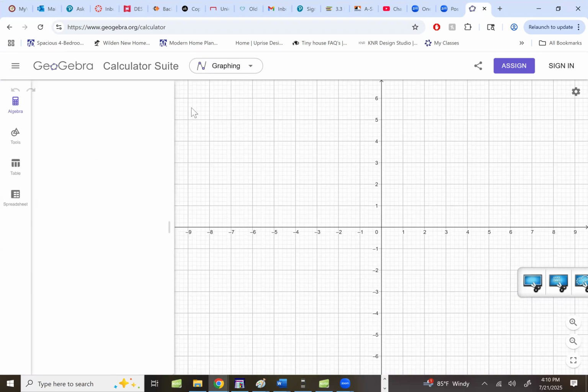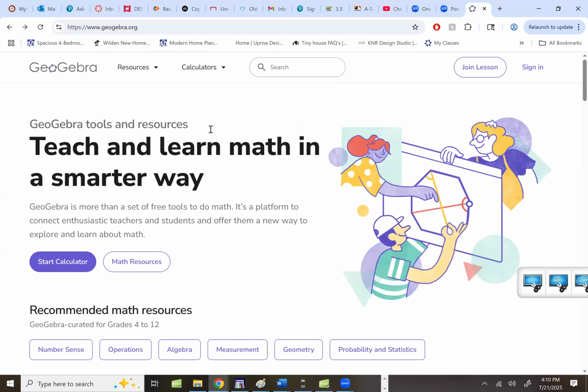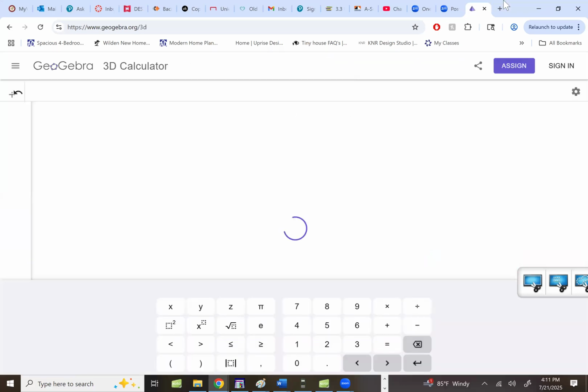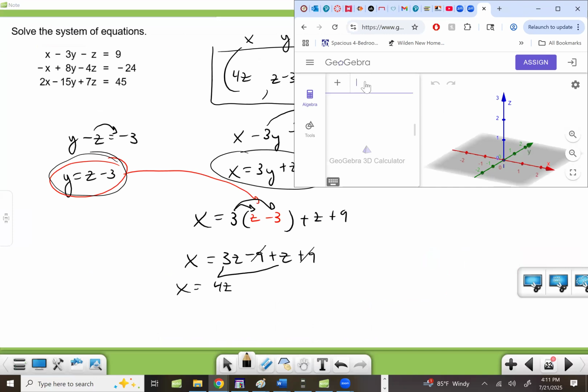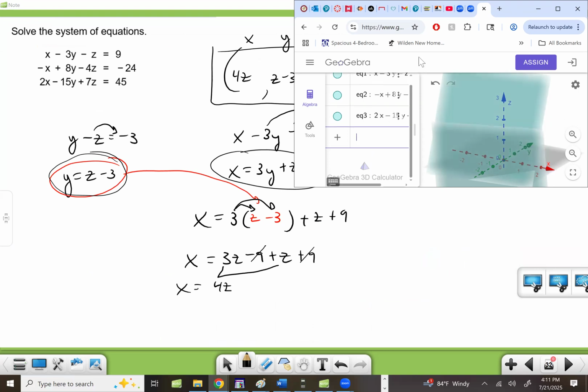Okay. Oops, I did not pick a 3D grapher. Let me try this again. Calculators. There it is, you guys. So I'm going to type in the planes that they gave us in the beginning, right? So what was it? X minus 3y minus Z equals 9. -X plus 8y minus 4Z is -24. And finally, 2x minus 15y plus 7z equals 45. Now, those are our 3 planes.